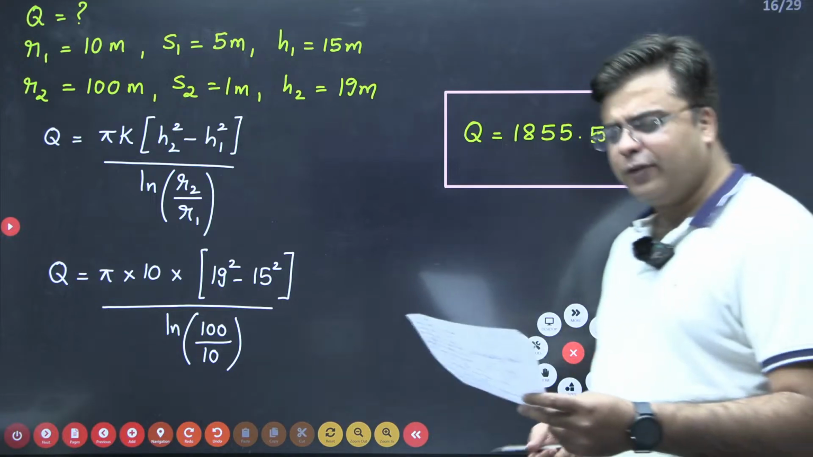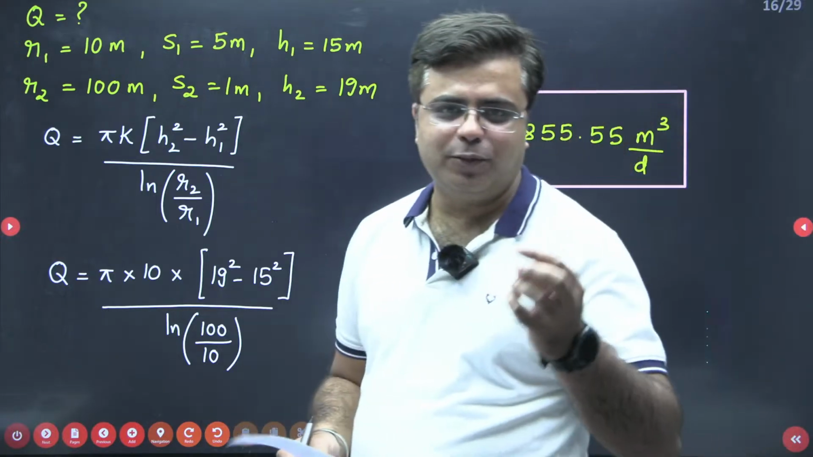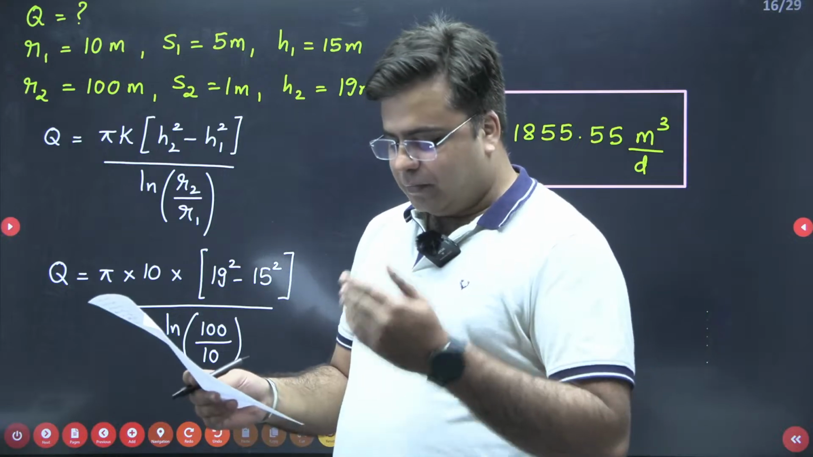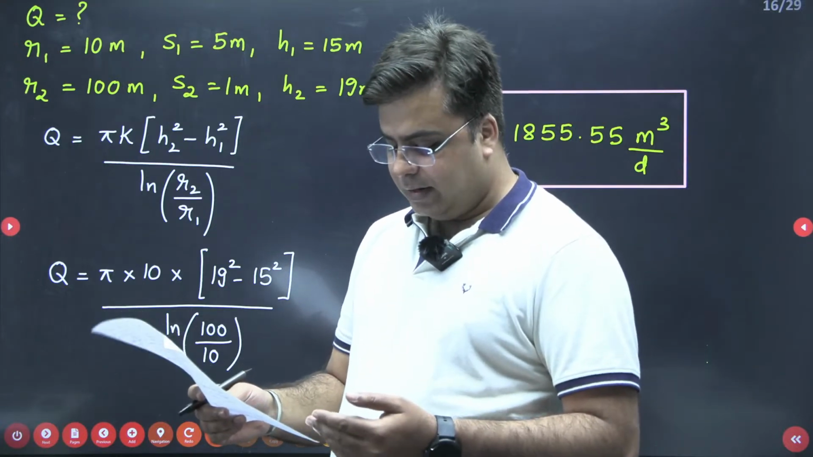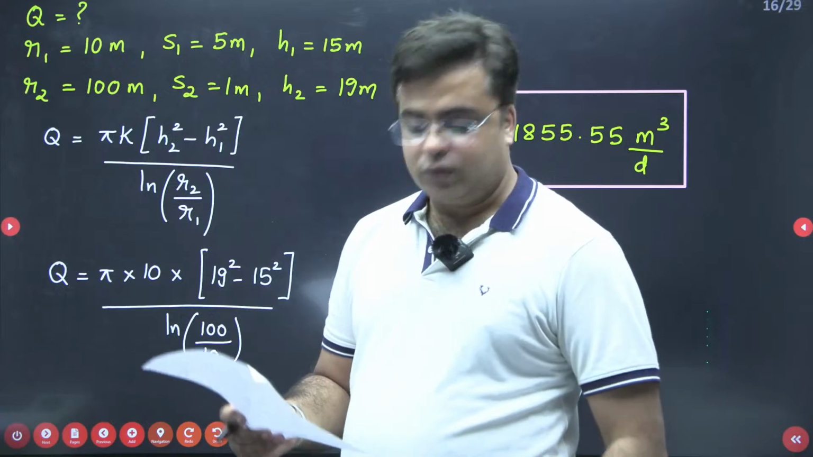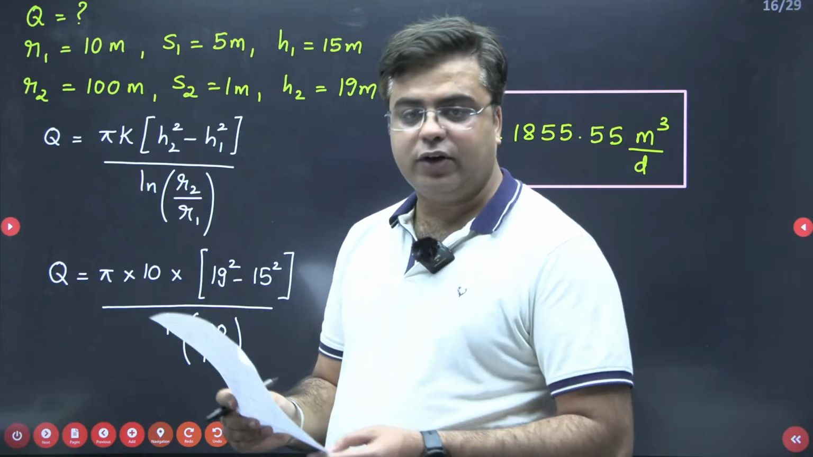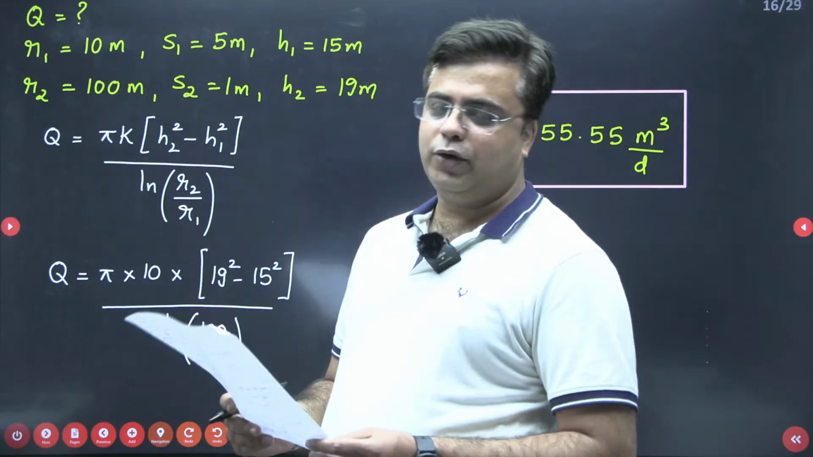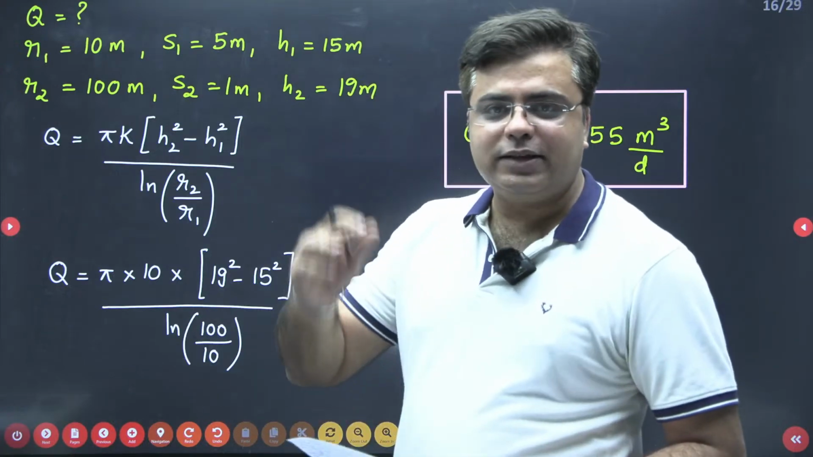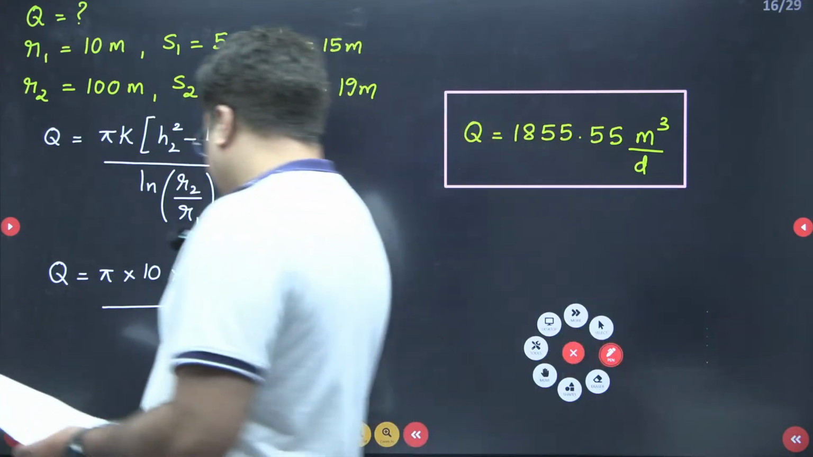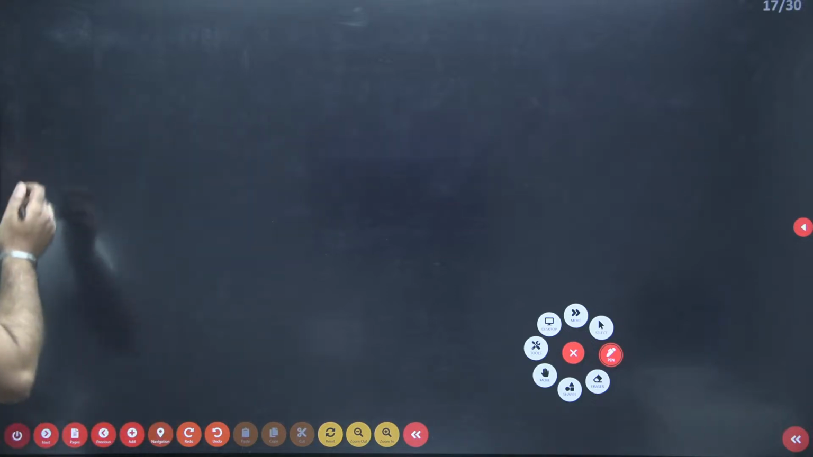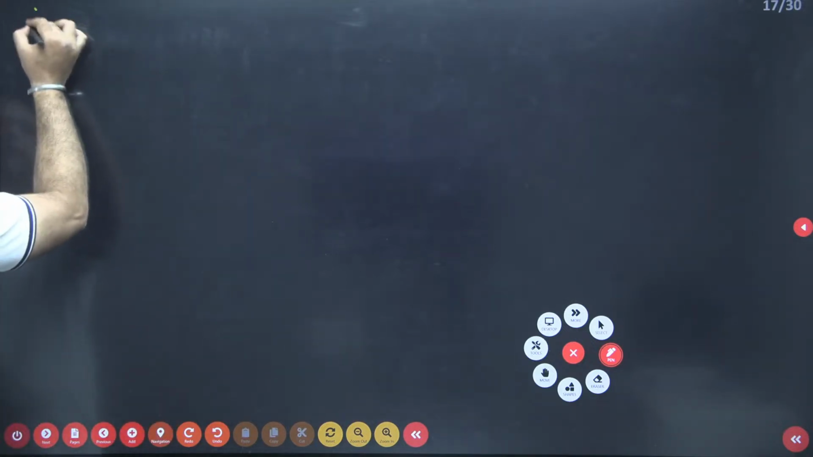Next, we have a very, very simple question from open channel flow. Y1 and discharge per unit width, q, are given to you. And you need to calculate the sequent depth Y2. So this is a question from open channel flow, OCF.